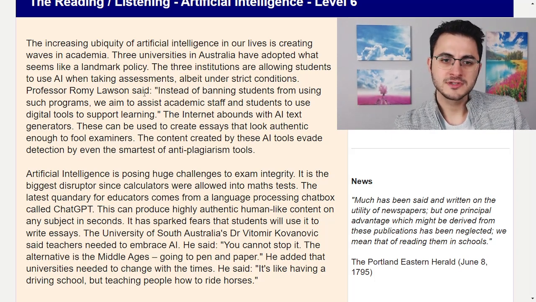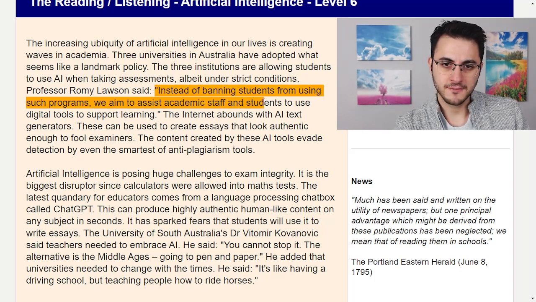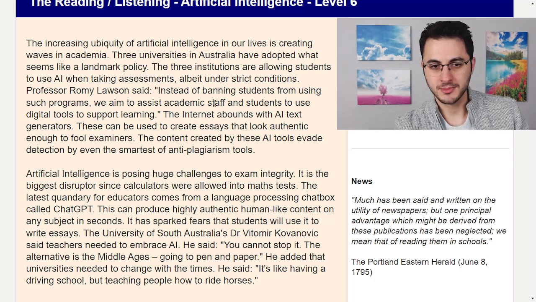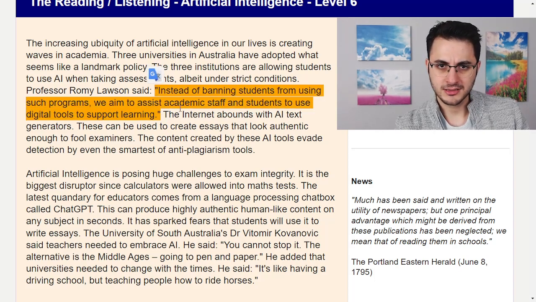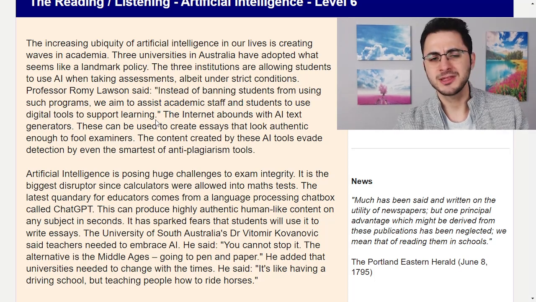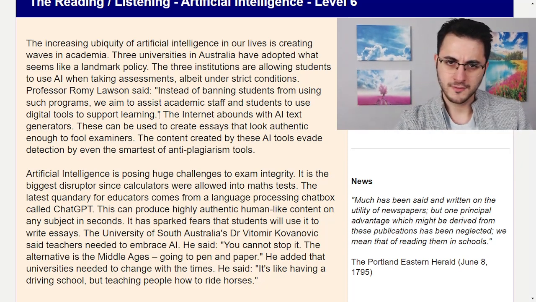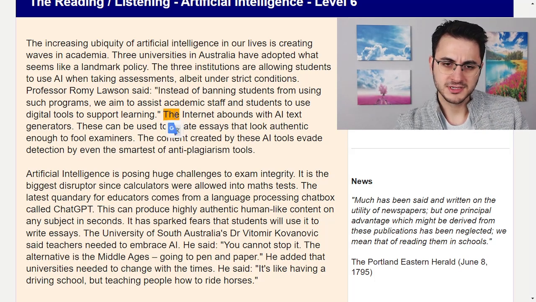Professor Romy Lawson said, instead of banning students from using such programs, we aim to assist academic staff and students to use digital tools to support learning. Instead of banning them, we aim to assist academic staff and students to use digital tools. So you should be able to understand this sentence. It's an easy one. It's a bit long, so maybe go slow. Pause the video and go slow if you can't understand it all of a sudden, but it's an easy sentence.